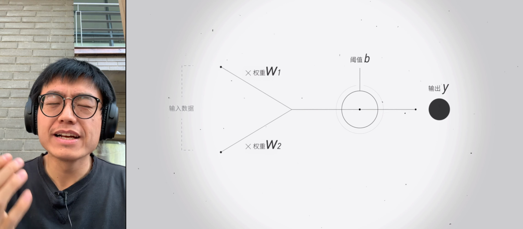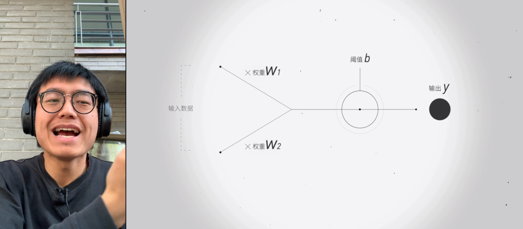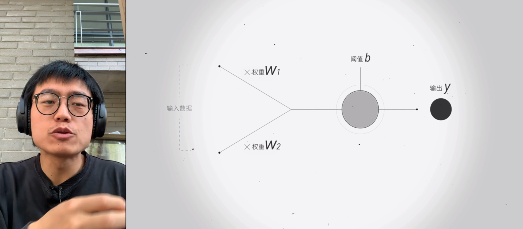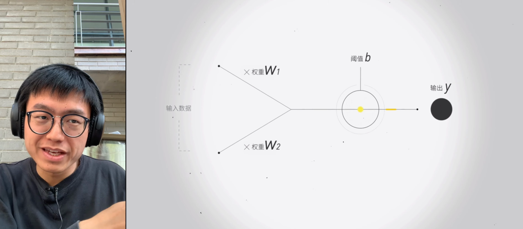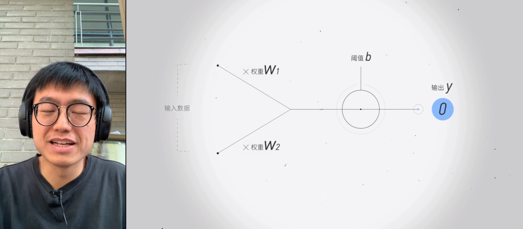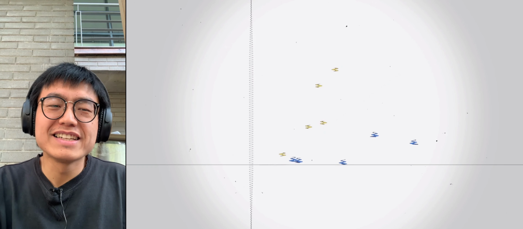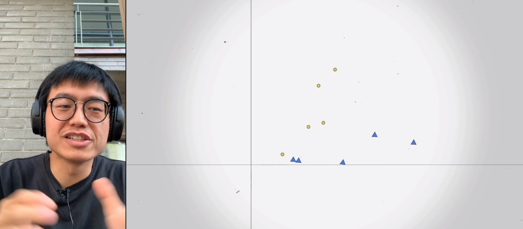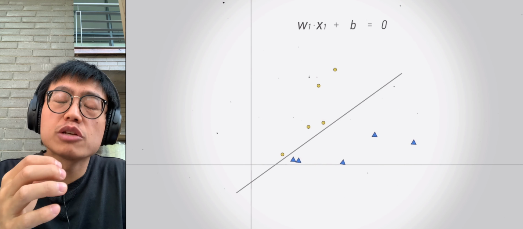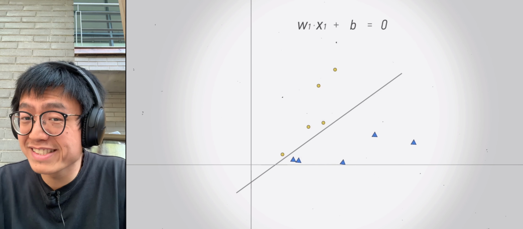Each input data is multiplied by a weight, and after they are added, a threshold B is added. If the result is greater than 0, it outputs 1, and if the result is less than 0, it outputs 0. The essence of this structure is a binary classification.